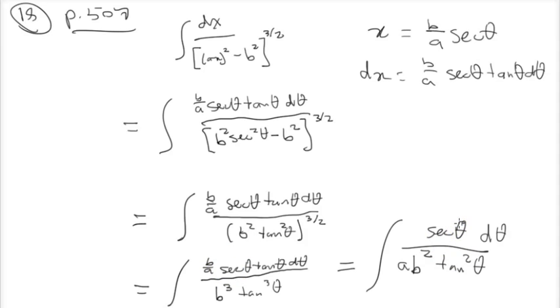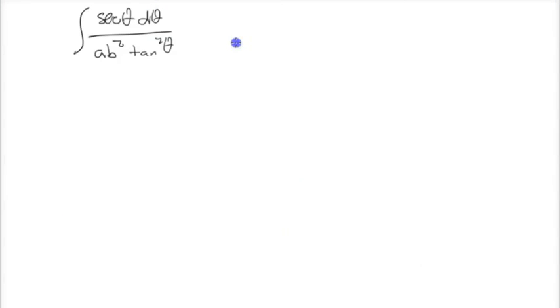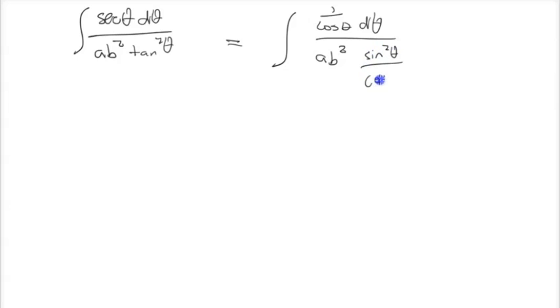Now remember, tangent and secant can both be put in terms of sines and cosines, and unless you know off by heart what secant theta over tangent squared theta is, that's what we're going to do so that we can get some more canceling done. So let's do that over on the other screen. So we've got secant theta is 1 over cosine, and we've got our AB squared, and tangent is sine over cosine, so we'll get sine squared theta over cosine squared theta. We've got our d theta there, and now we can do some canceling.